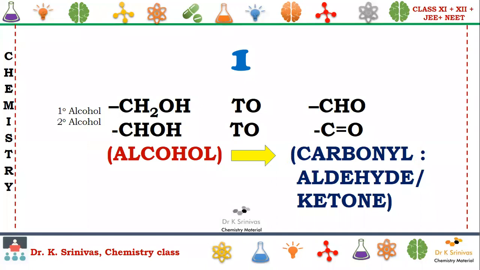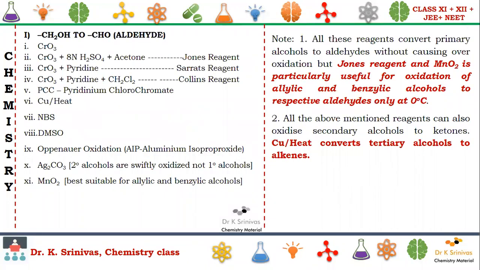This is the first one. Now let us see the reagents one by one. What is the first one? Chromium trioxide. Chromium trioxide in combination with acetone plus sulfuric acid is nothing but Jones reagent. Chromium trioxide pyridine, chromium trioxide pyridine plus DCM, are also chromium reagents. PCC is also a chromium reagent, pyridinium chlorochromate. Next, copper at heat. Instead of heat, in the exam they may give 573 Kelvin.